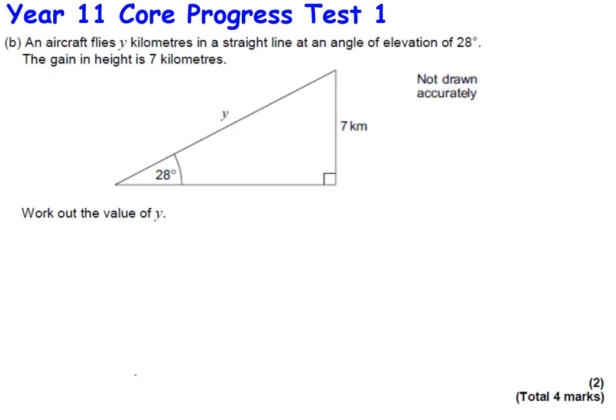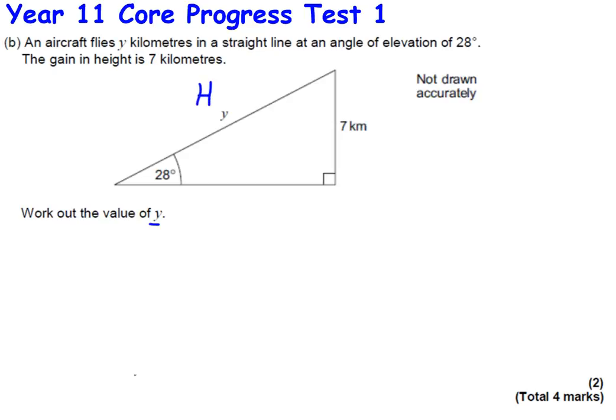Now question B states that an aircraft flies y kilometers in a straight line at an angle of elevation of 28 degrees. The gain in height is 7 kilometers. We can see that they have drawn a diagram for us. Now we need to work out the value of y. So the first thing we need to do is to label the sides of a triangle. Now this is a right angle triangle, so we can see that the longest side, y, is our hypotenuse.